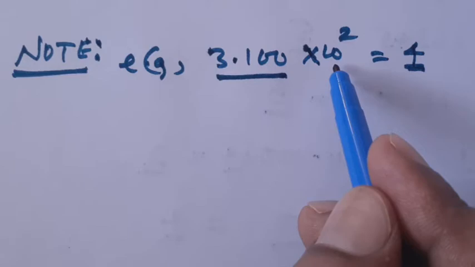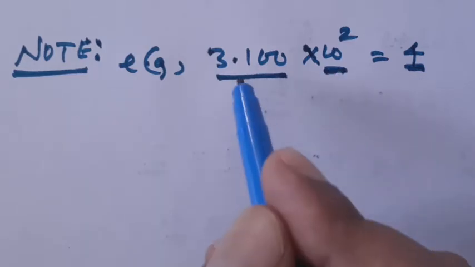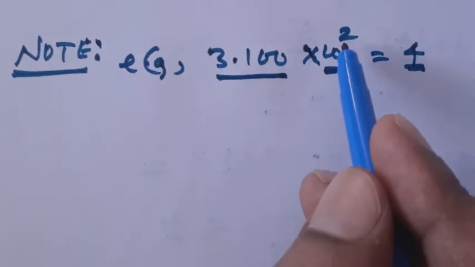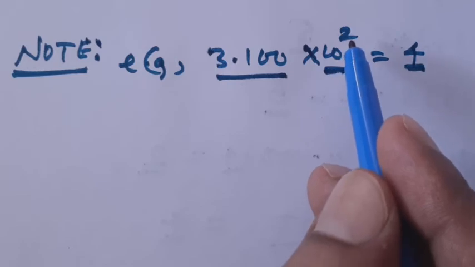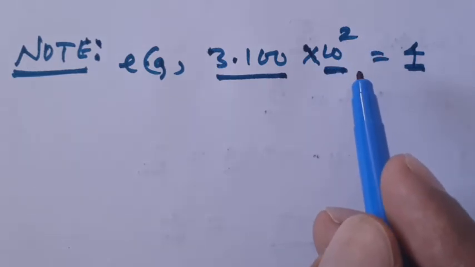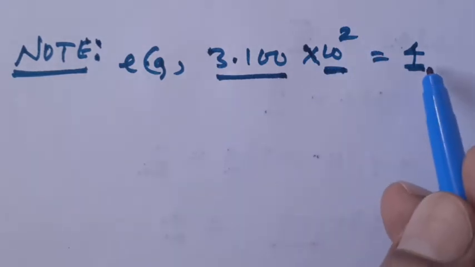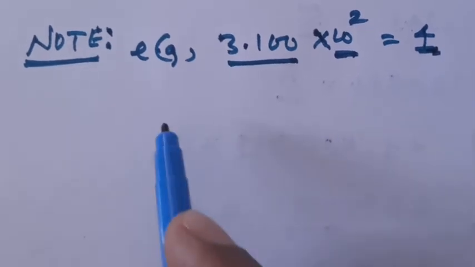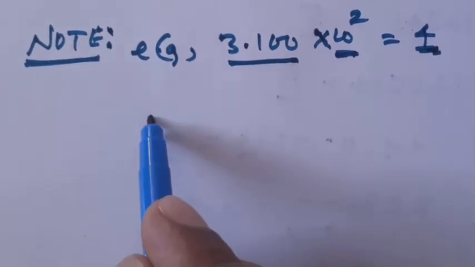Now this does not play any role on the significant figures, 10 power 2. So the exponent 10 to the power 2 does not play any role on this. So this is having only 4 significant figures. We'll go for another example.